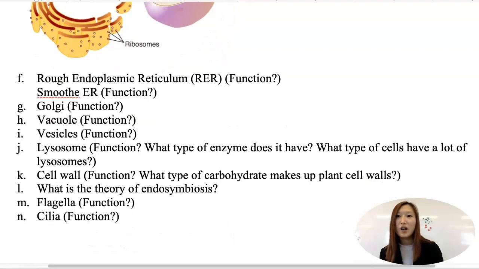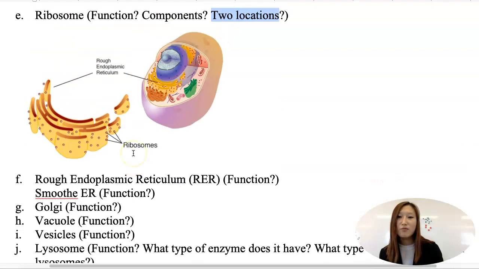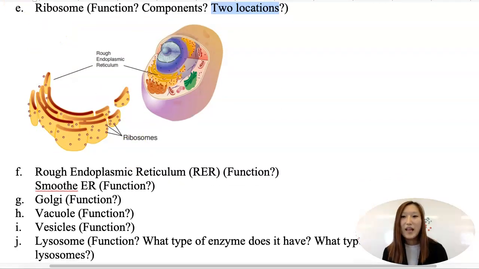And then we have something called the rough ER. The rough ER makes proteins. But in comparison, there's also something called smooth ER. So the smooth ER has nothing to do with proteins at all. Smooth ER detoxifies the cell. All right. So what it means is that if someone were to be poisoned for some reason, or if you drink alcohol, which is poisonous to your body, the smooth ER breaks that down so that it's no longer poisonous for your cell.